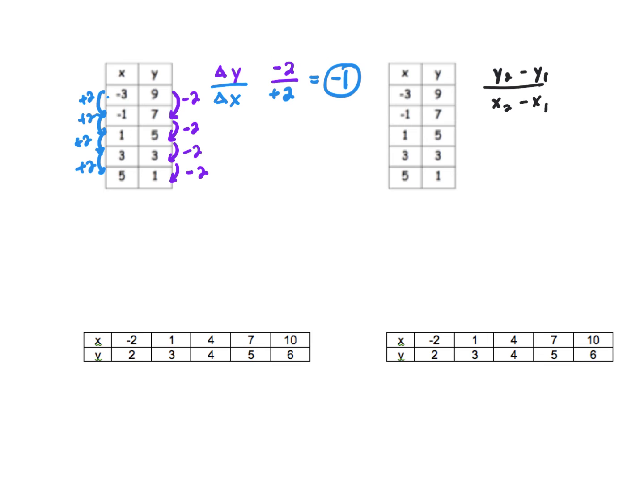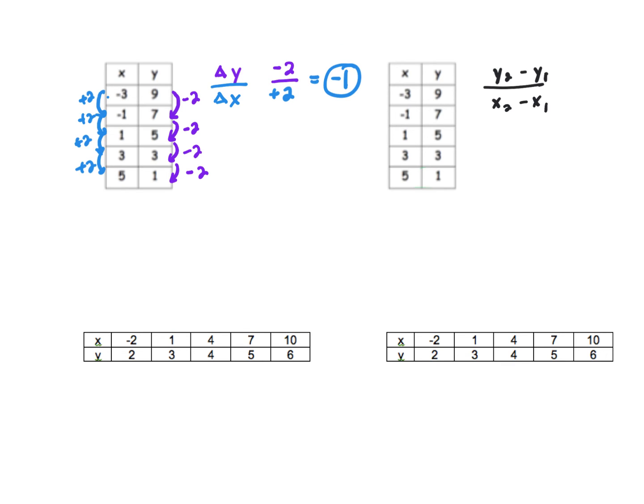And just to clarify, we could work with any particular ordered pair we wanted to. For instance, if I wanted to choose that ordered pair and this ordered pair, that would be just fine. It doesn't matter. The pairs do not have to be next to each other. So we can use numbers that look like they're fairly easy to work with.